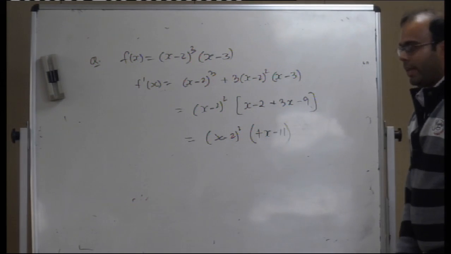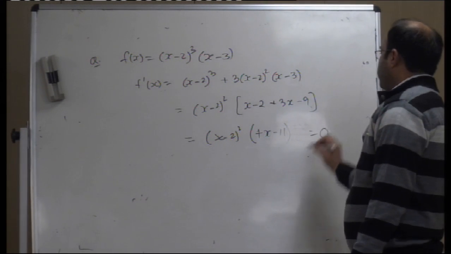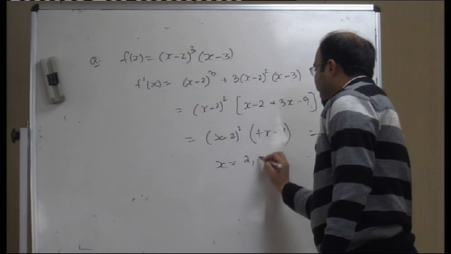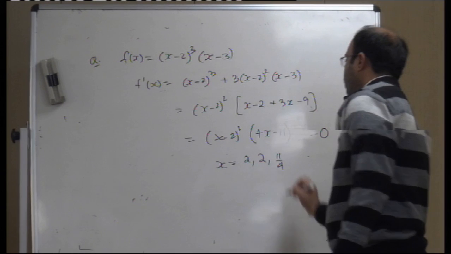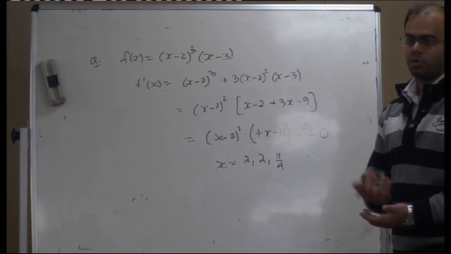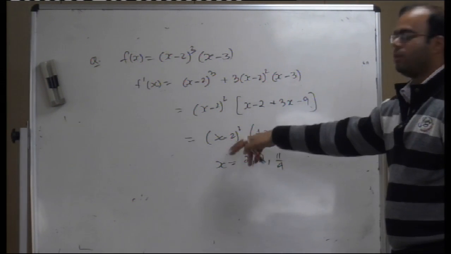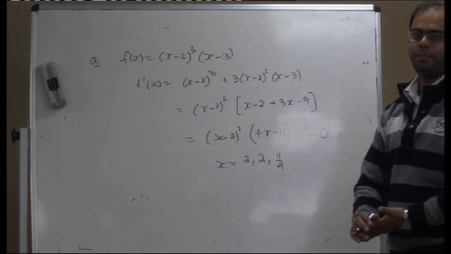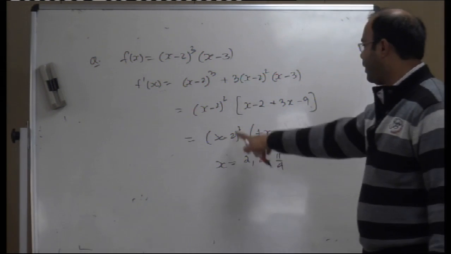Now when you again equate this function's derivative to 0, you get points. What are those points? Those points are 2 and then 2 and then 11 by 4. Actually, 2 is a double root. 2 is coming twice. When you have squared it, that is actually quadratic, as we know that there could be repeated roots as well. So this is sort of a repeated root.